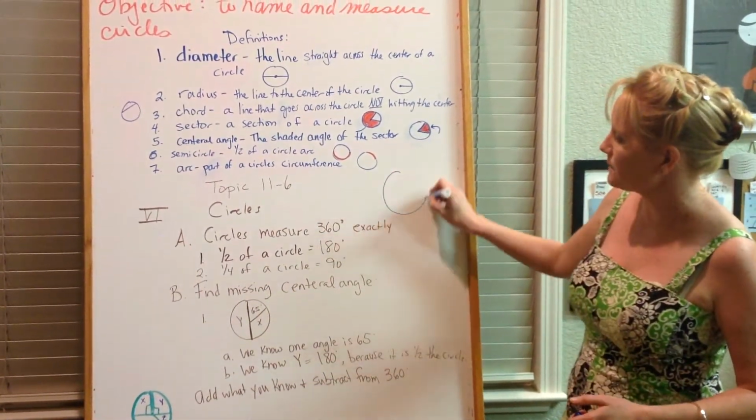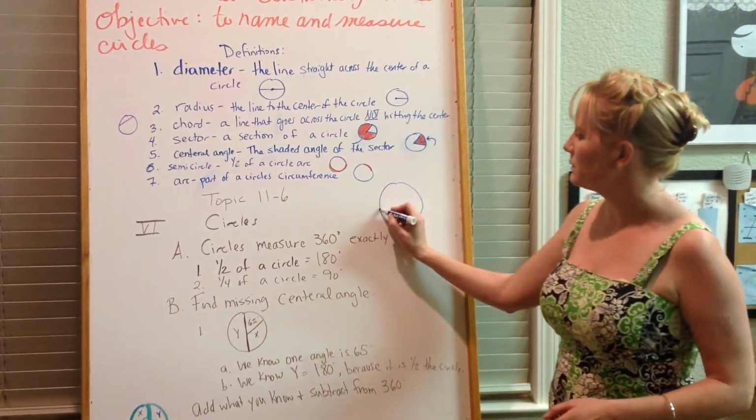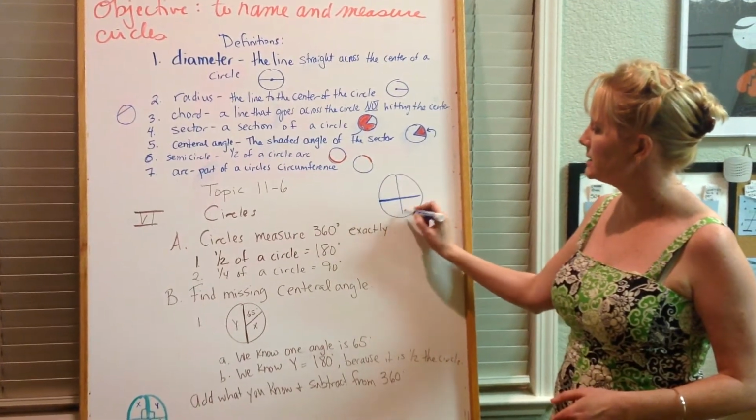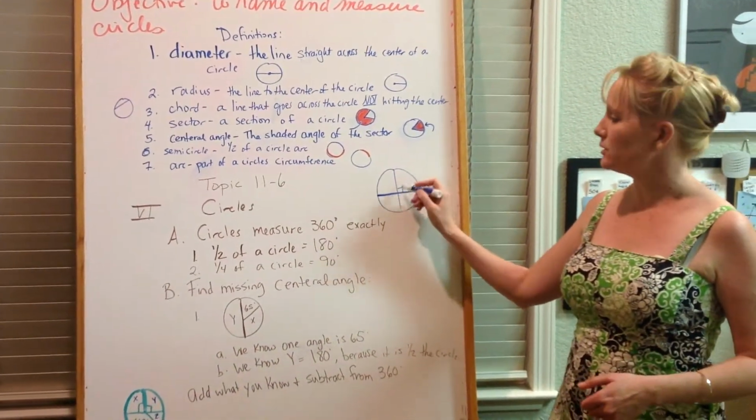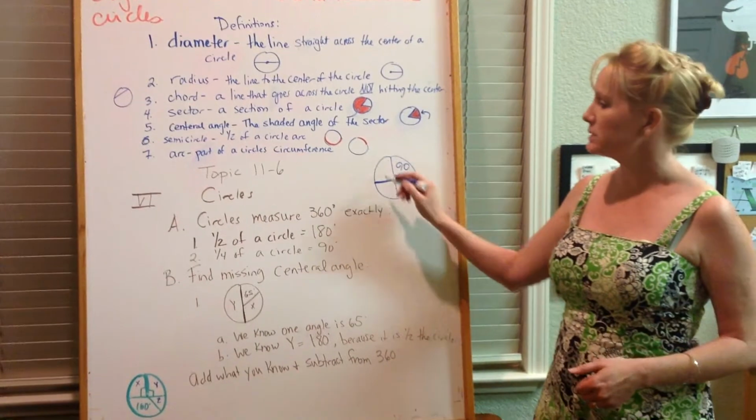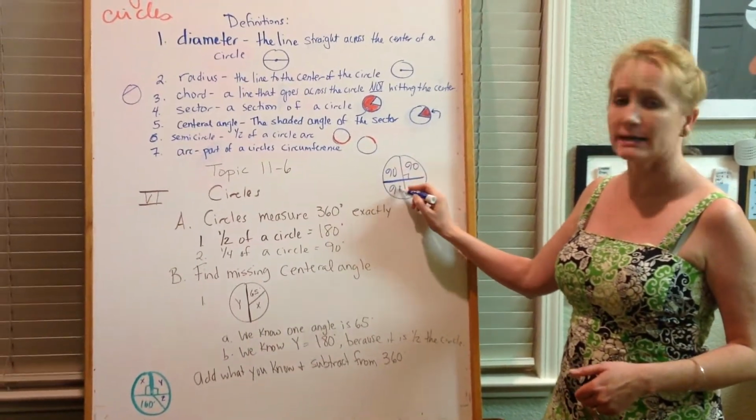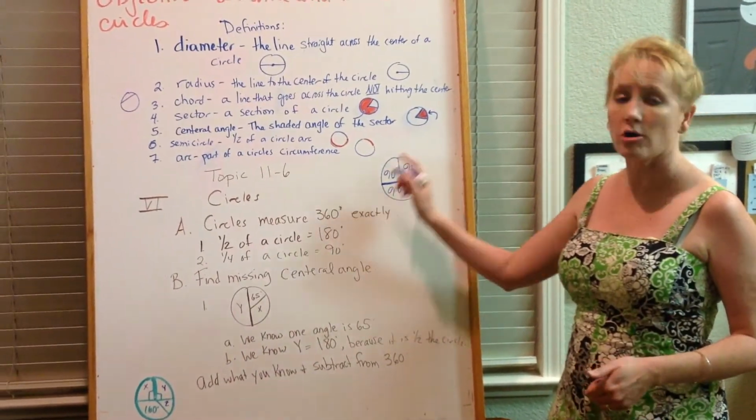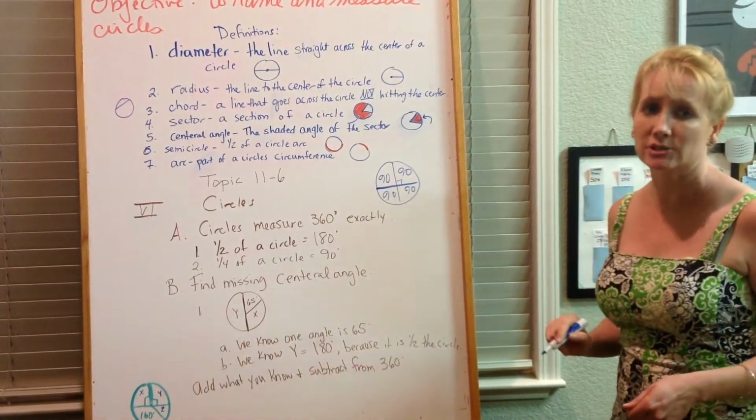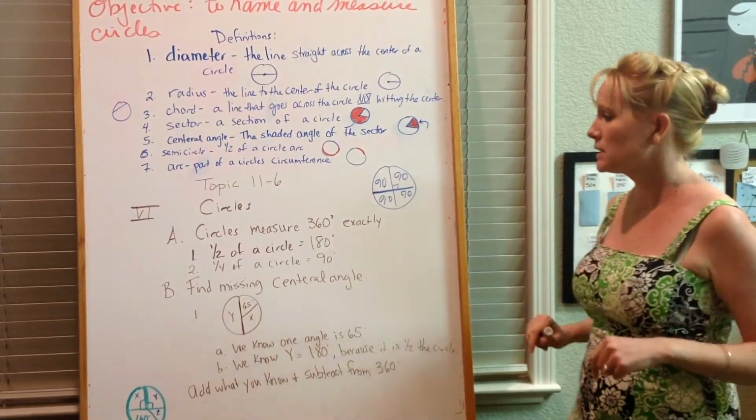The reason for that is we have a circle, and we draw a line like this and a line like this. This makes a 90-degree angle. If this is 90 degrees, that one's 90 degrees, this one's 90 degrees, and that one's 90 degrees. All together, that equals 360 degrees, just like our vertical angles.